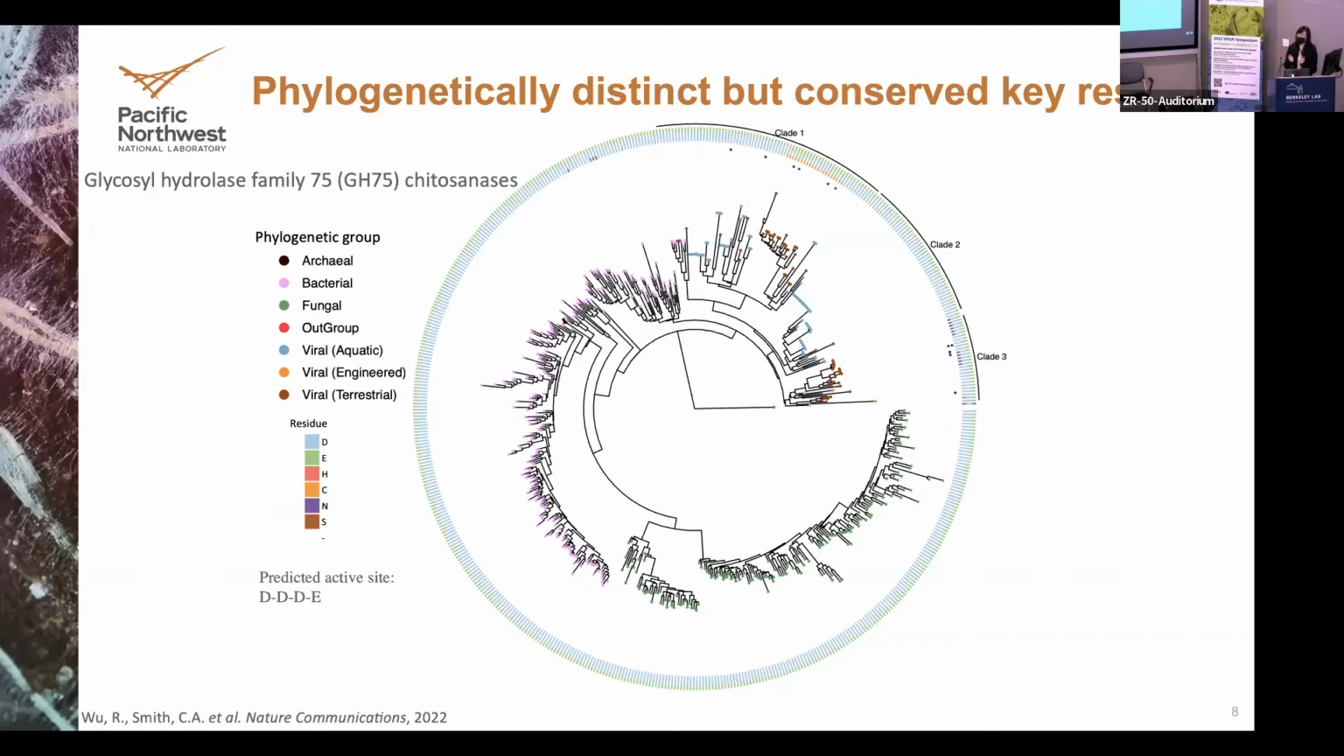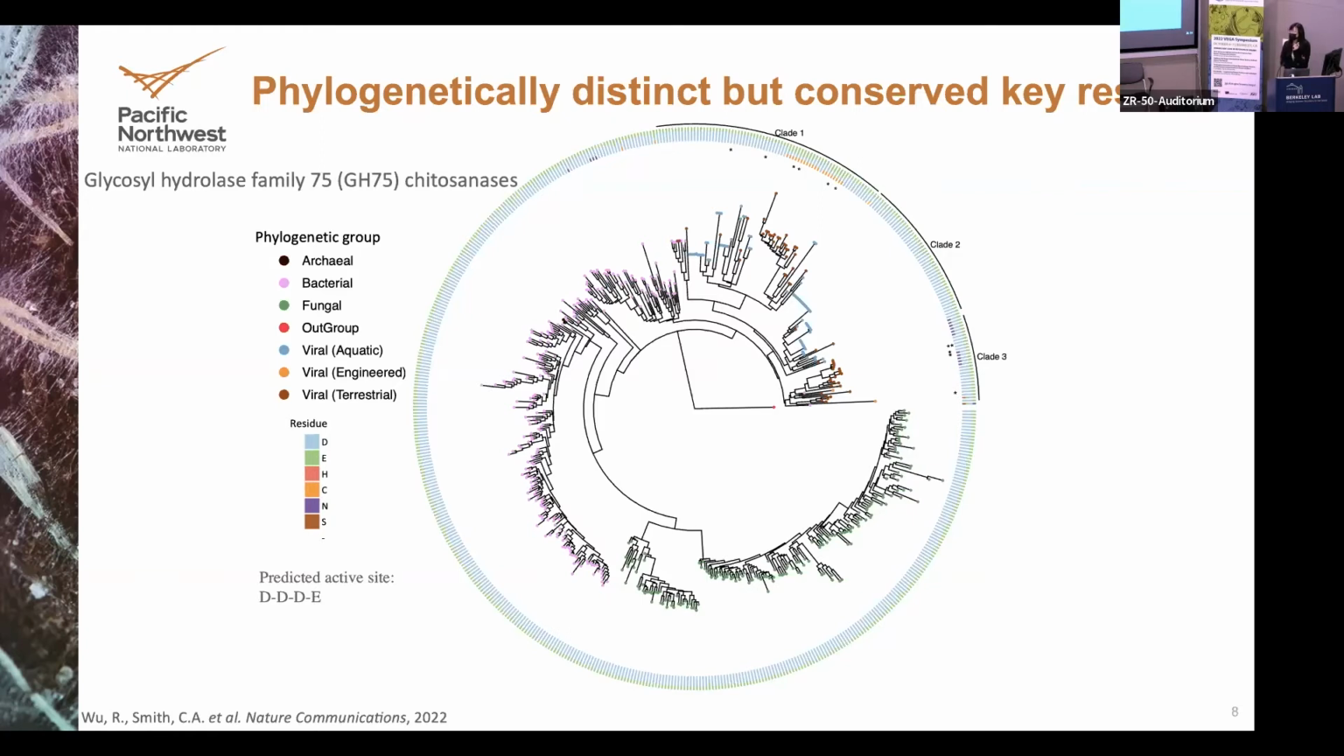So the viral chitosanases can be detected from diverse ecosystems. As shown in this tree, we have viral chitosanases detected from aquatic systems, in blue here, and also some from the terrestrial environment, colored in brown. And there are a few from the engineered environment, colored in orange. It's not really obvious here, but imagine there's some yellow-orange dots there. So these viral chitosanases actually form tighter clades separating themselves from the bacterial chitosanases, in pink here, and also the fungal chitosanases, in green here.